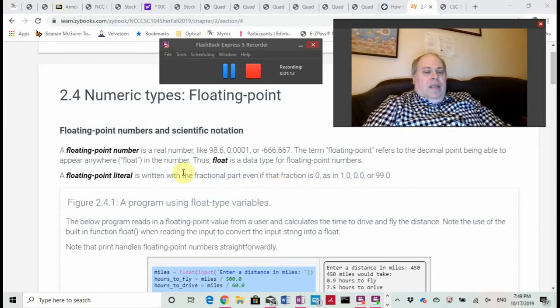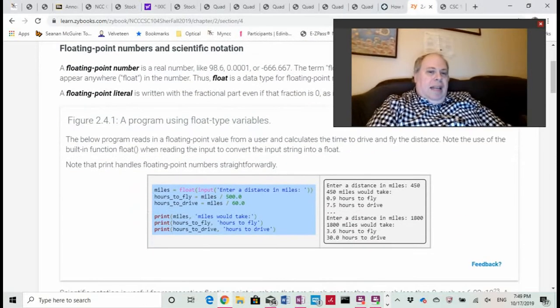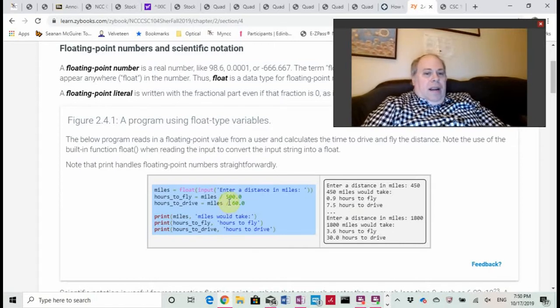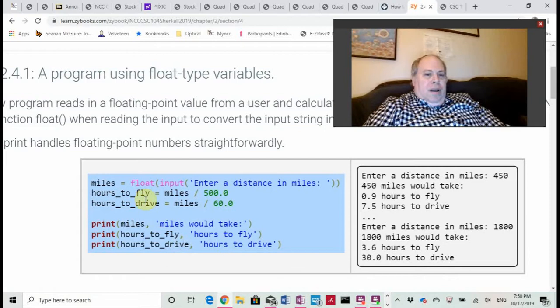So these numbers are constants. We always put decimal points whenever we have a floating point number to tell it it's not an integer. Otherwise it'll think it's an integer. So here we're going to have, for example, 500.0, telling it it's a decimal.